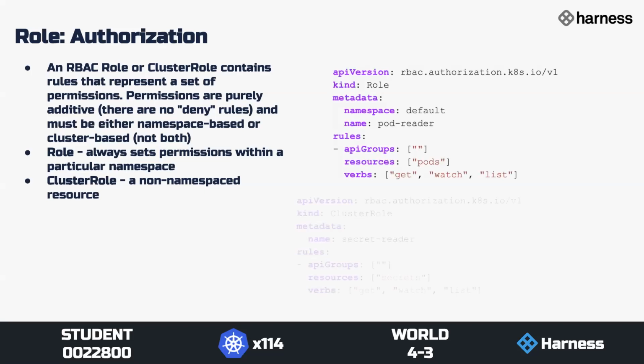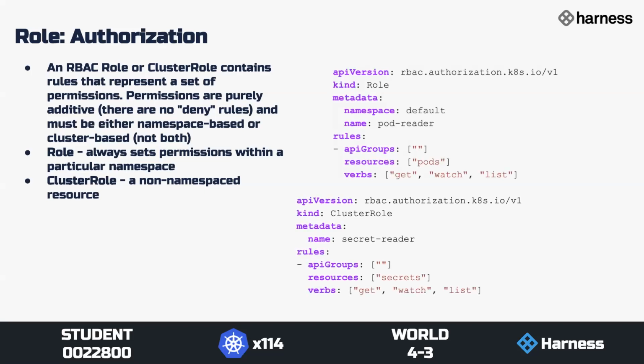And you can't have both in one role. You can't create a role that is a role and is a cluster role. You have to have one or the other. So this is what a role and a cluster role YAML looks like on the right-hand side. Notice the API version is part of the rbac.authorization. The kind is Role or ClusterRole. Those are the two kinds that you can have in that API version.